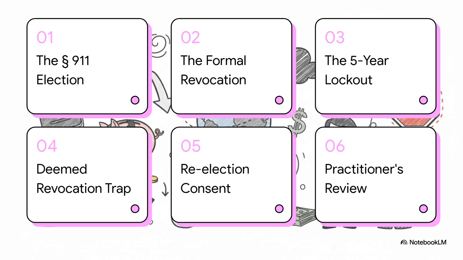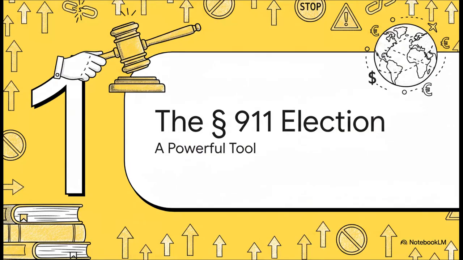All right, here's the plan. We're going to start with the Section 9(1) election itself. What is it? Then we'll get into how you formally revoke it, and the serious consequences that follow. We'll also uncover a nasty surprise called a deemed revocation, and finally, we'll walk through the very narrow path to getting the benefit back early, which means asking the IRS for permission. Let's get into it.